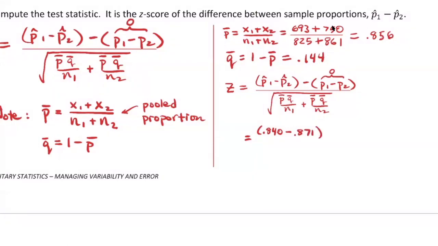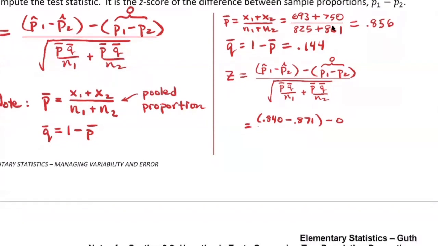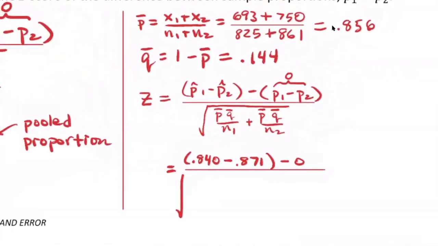And then the difference between P1 and P2, while we don't know what the values are, hypothetically, we assume that there's no difference. So the difference is 0. And then the standard error down below, I'll put the square root in a sec, I think. So I have P bar, write really small if I can.